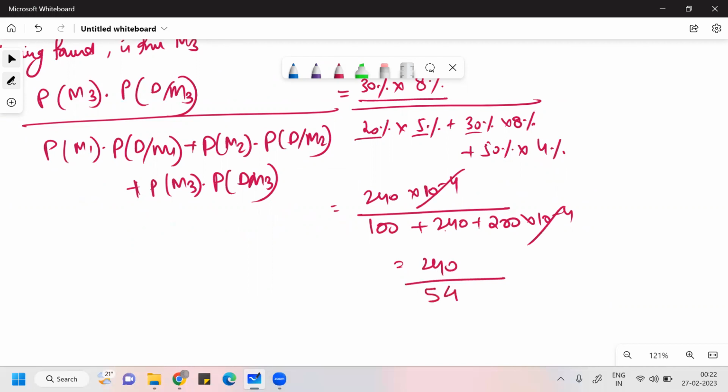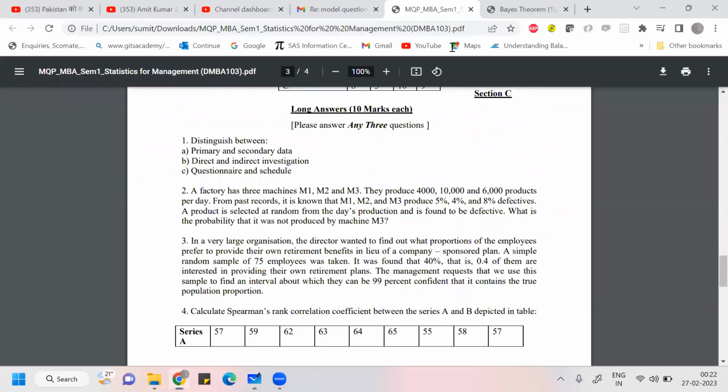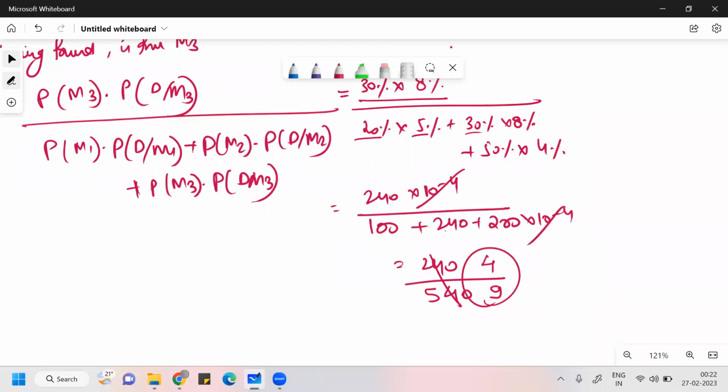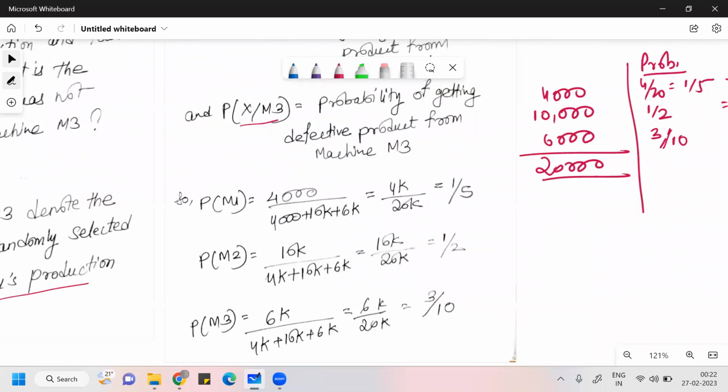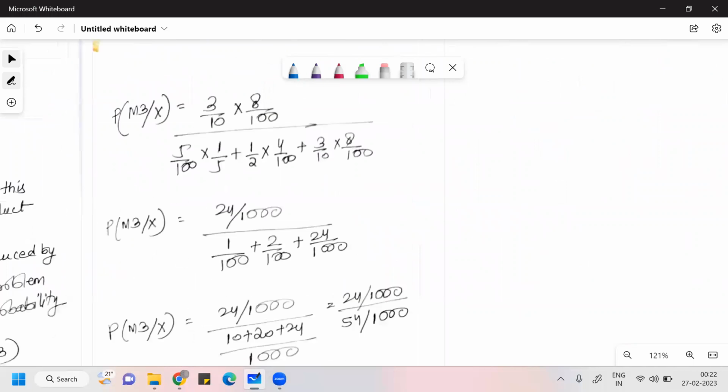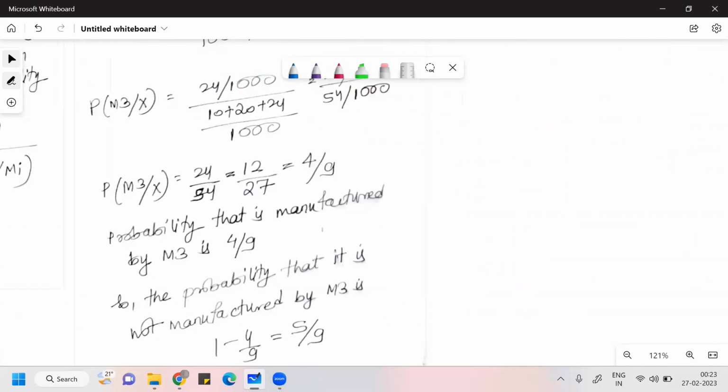You can ignore it. 240 by 540. So divide by 6: 6 fours are 24, 6 nines are 54. You'll get 4 by 9. So the probability that it is from machine M3 is 4 by 9. Let me just check my calculation. Yeah, so the probability that it is from machine M3 yields 4 by 9.